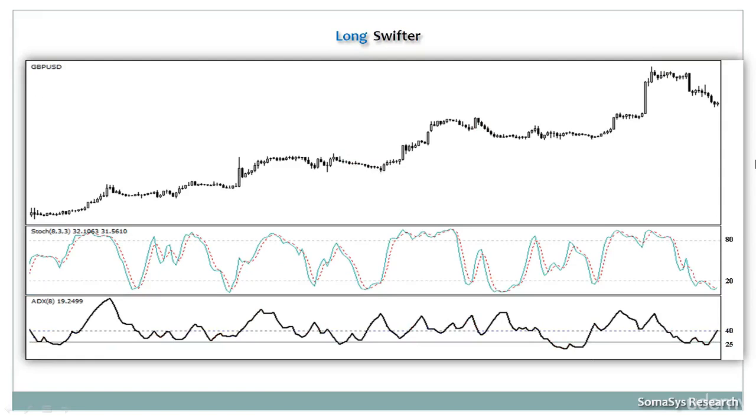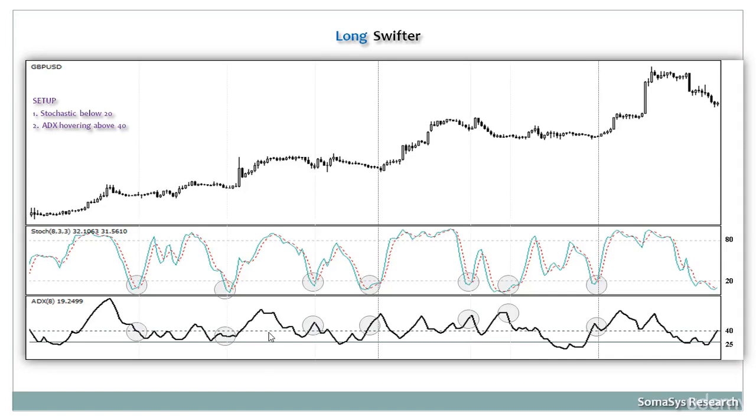So we have a currency pair here, GBP USD. Let's dig more into this setup. We need to have a stochastic indicator and ADX, both with 8 periods setting, plotted on the chart. For a long Swifter, which is a buy setup that we are learning at the moment, the stochastic indicator must have been oversold and ADX must be hovering above 40. Now this black dotted line on ADX is level 40. So when stochastic goes below 20, we need to have ADX trading above this black line. And we have a lot of such situations on the chart.